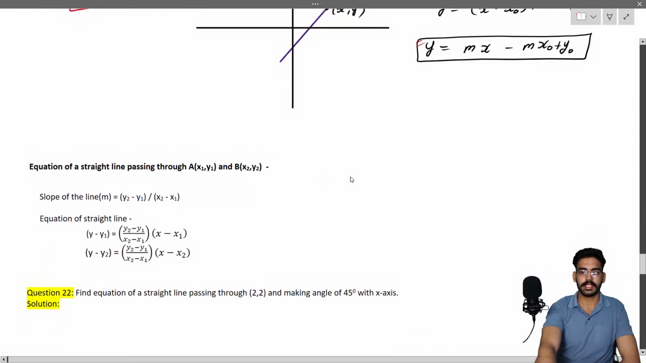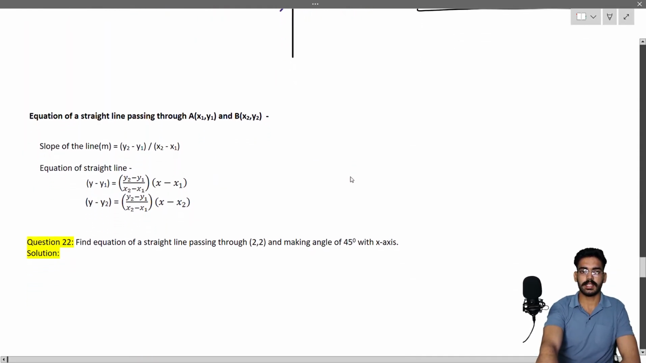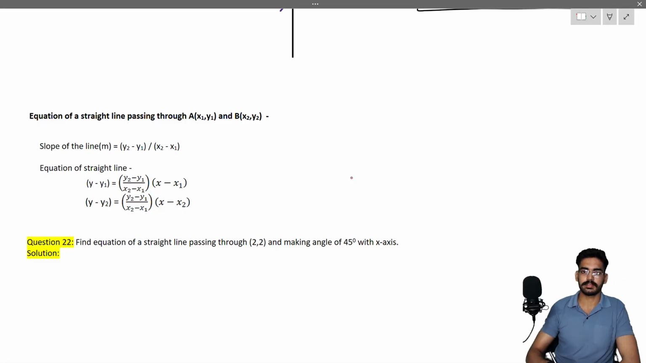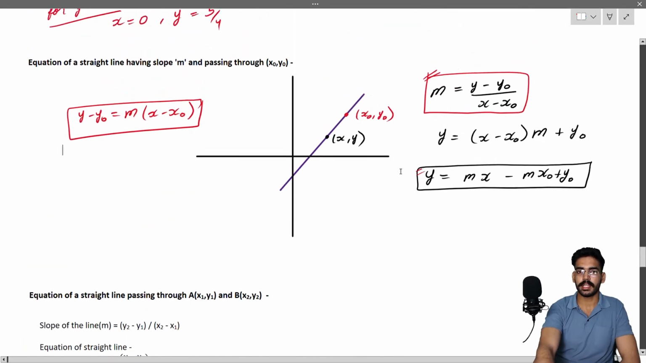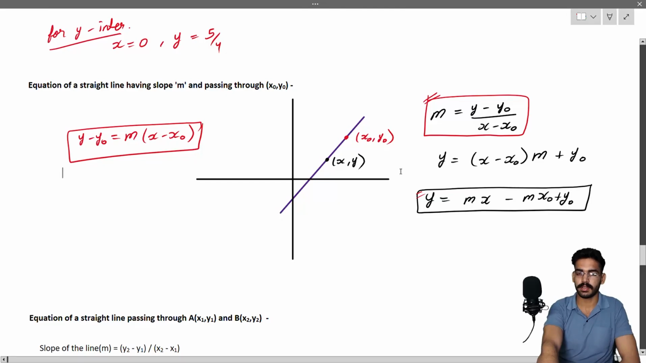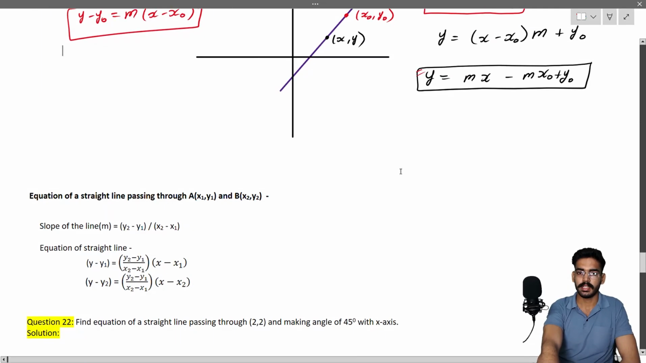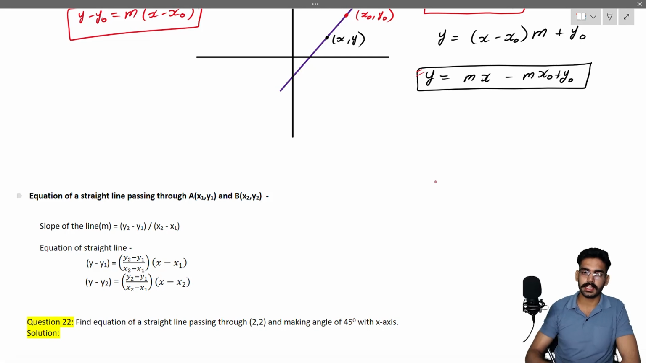Now let's go to the next thing: the equation of a straight line passing through 2 given points. Earlier, what we did was, if one point and the slope are given, then we can find the equation. Second, if 2 points are given, we now know I can find the slope, right? Slope we have already calculated for 2 given points, so this is the way I have found the slope.